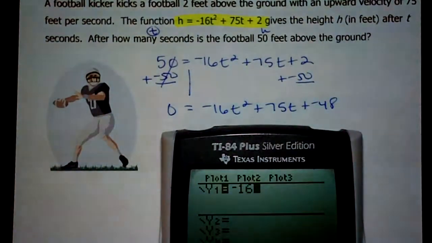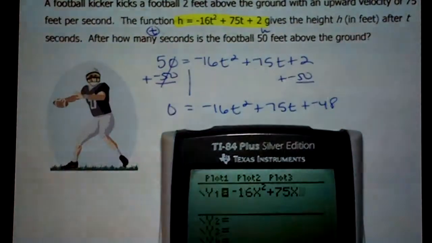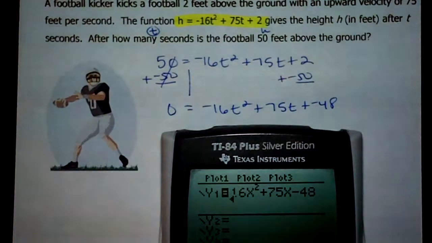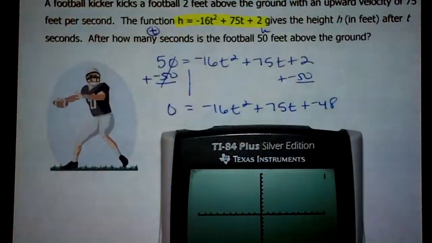So negative 16, and instead of putting a t, I'm going to put an x, just because it's easier than trying to locate the t. You could if you wanted, but x is just a little bit easier. And then I have plus 75, and I'm going to use an x. And remember, it was plus negative 48 or minus 48. Now hit graph to give you an idea of what you're looking for.